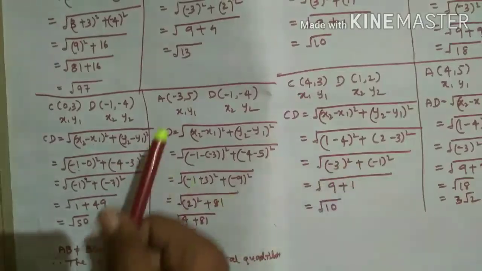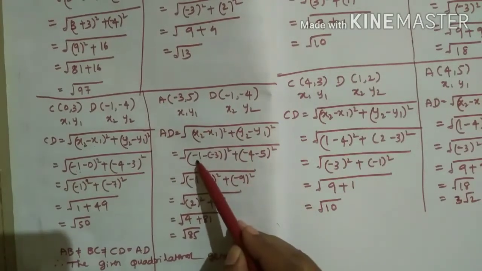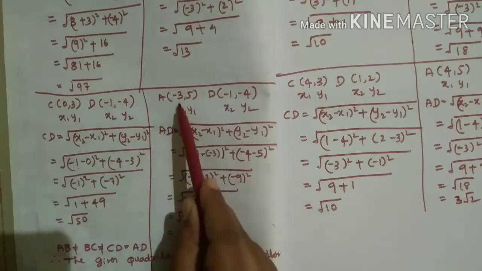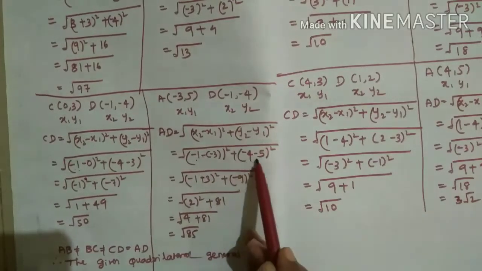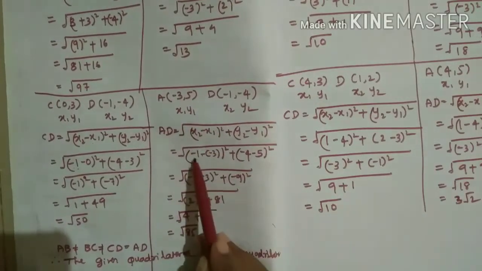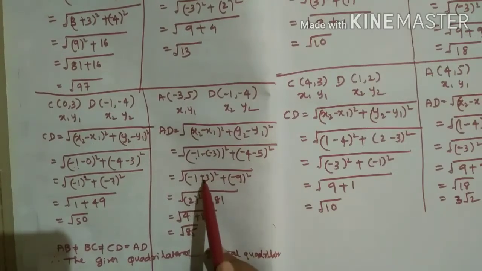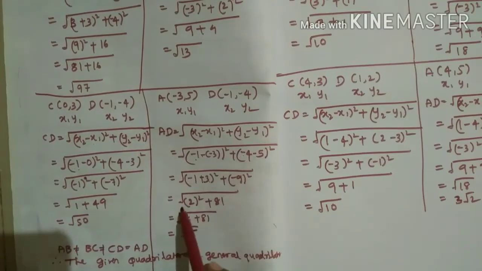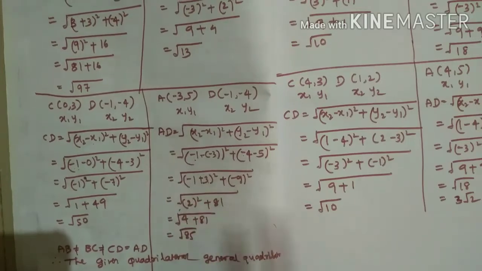So now A and D. x2 is minus 1 I substituted and x1 is minus of minus 3 because it is minus. So whole square plus y2 is minus 4 then minus 5 whole square. Then here you see minus 1 as it is I have written, this minus into minus will become plus 3 whole square plus minus 4 minus 5 is minus 9 whole square. Then minus 1 plus 3 will become 1, minus 1 is plus means we have to subtract.